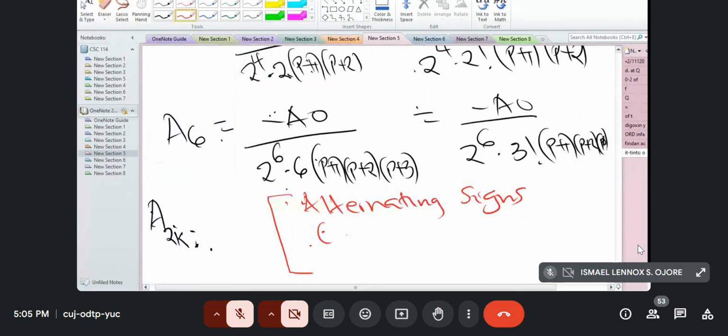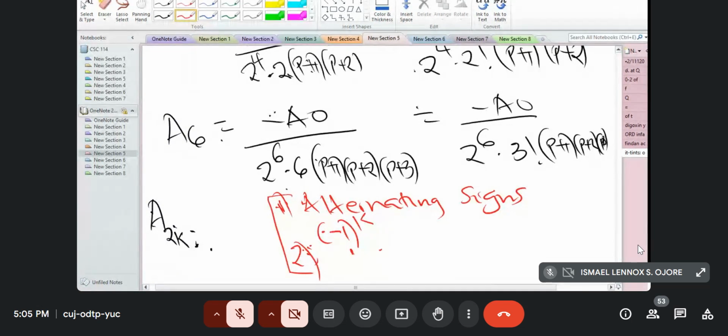Negative 1 power k. We'll have minus 1 power k. Number 2, what are we having? What is common? We are having some 2 raised to power something. Compare the 2 raised to power 2 in the first part with k. Compare 2 raised to power 4 with k. Then compare 2 raised to power 6 with the appropriate k.